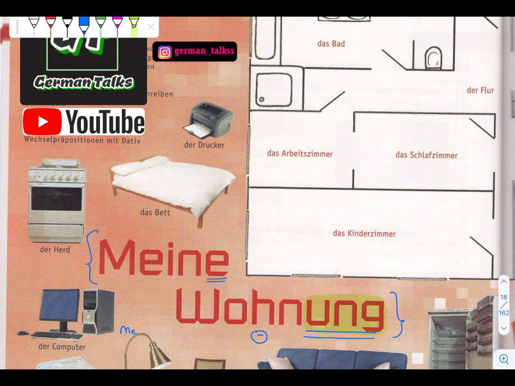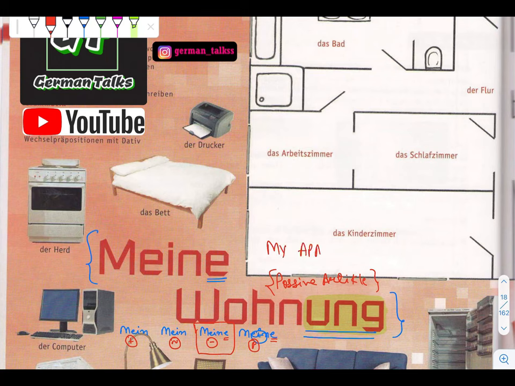As I told you, meine and meine, this is for masculine, neutral, feminine and plural. That's why here they wrote meine, e ending. And why here is it my? Because again we did this in possessive article, or you can say possessive pronoun, like my apartment. What I am telling here is possessiveness or relationship or ownership: my apartment, my mobile phone, my laptop. That's why we use my here. Your apartment, his car, her car, these are all possessive articles, possessive pronouns. That's why meine, and why here it is e, I already told you, because of feminine.